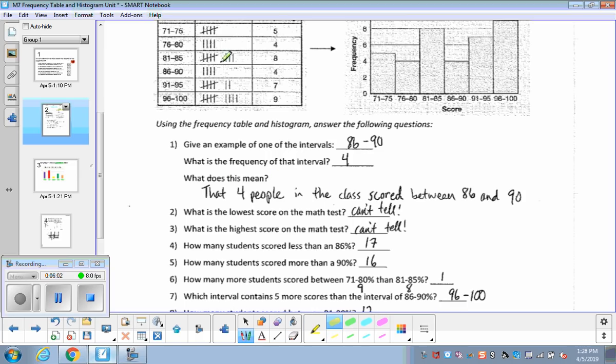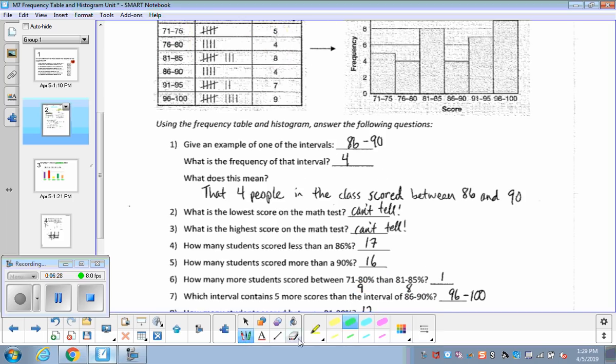All right, so for 71 to 80 up here, 71 to 75, and then we'll also include here. So we have 9 students who scored between a 71 and an 80. That's where I got this 9 from. Now, the 81 to 85 right here, that's 8 students. So how many more students did we have in this category than this one? We just had 1 more student.